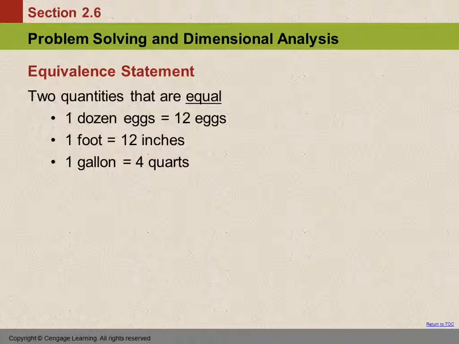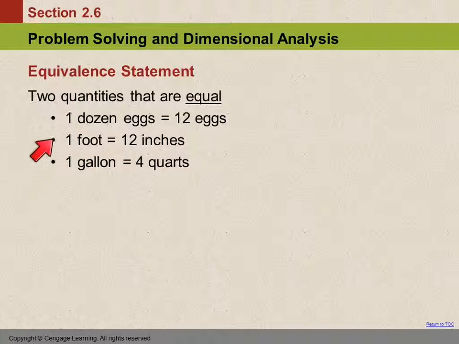So I'm going to try to keep with the terms that your book uses. And your book talks about an equivalence statement. An equivalence statement is just saying that two things are equal. And here are examples. 1 dozen eggs is equal to 12 eggs. Those two things are the same, right? You used that equivalence statement in your mind when you solved the Costco egg problem.